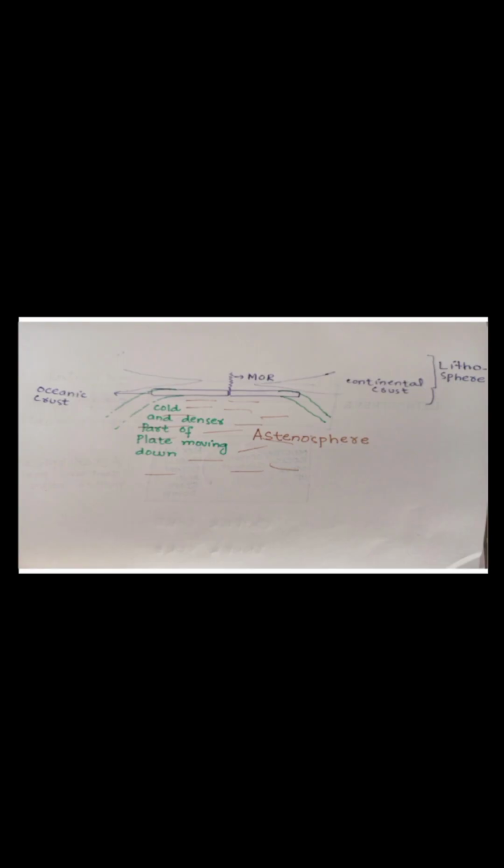In the figure you can see in the blue there are the tectonic plates. In between them is the mid-oceanic ridge. And in the green you can see that plates are being pulled down, because the cold and denser parts of the plates are actually responsible for this type of movement, because they're being pulled down under the action of gravity.